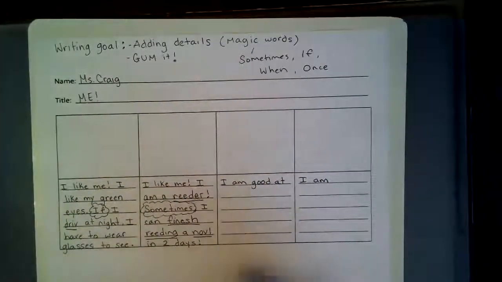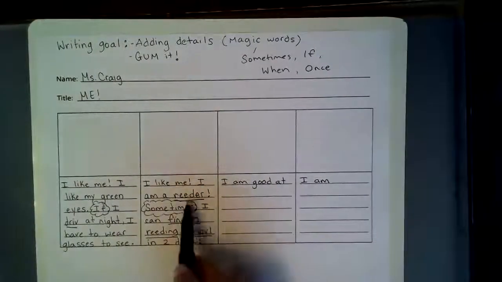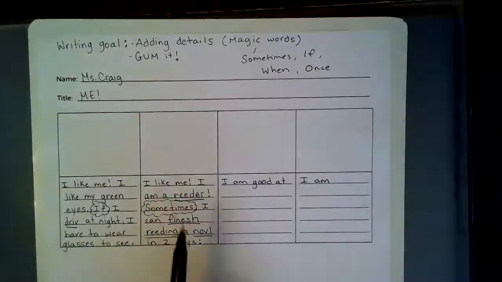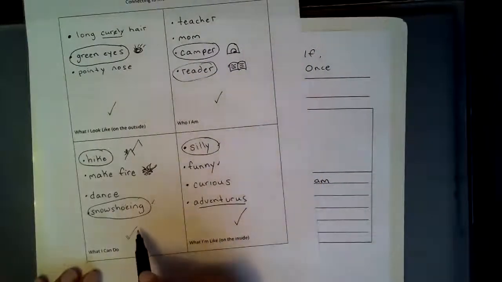I sounded them out and I just went with it and underlined it and moved on. But there we go. So I'm just talking about who I am. I am a reader. Sometimes I can finish reading a novel in 2 days. So I'm hoping that with my writing, whoever is reading my writing is connecting, or can visualize, can see, or even have questions or wonders, and making my readers think. Okay, so now I am finished with this one. I'm ready to go on to what I'm good at and what I can do.